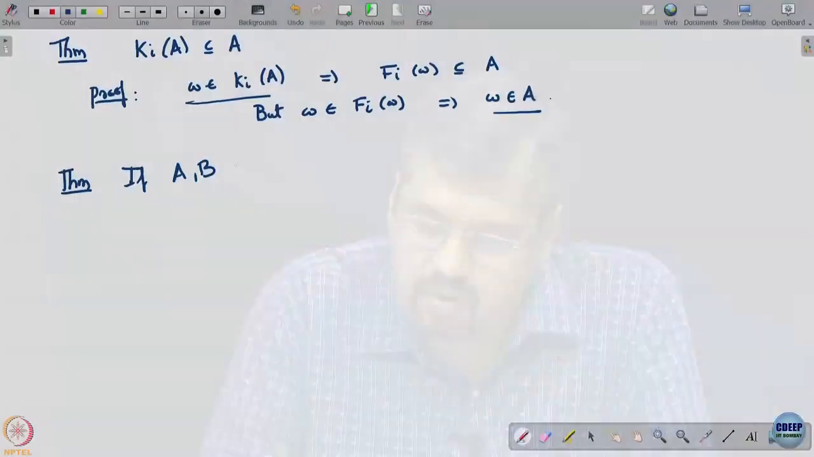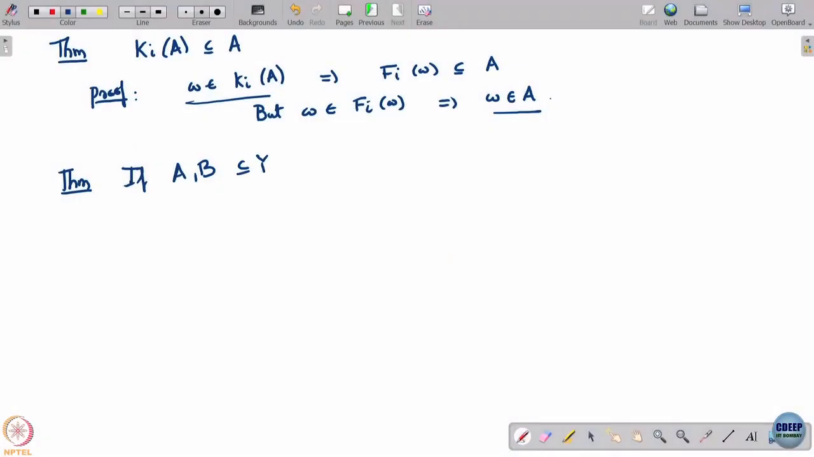So now let's suppose I gave you two events, A comma B. These are both sub events, okay, and A is a subset of B. What does this mean? That whenever A occurs, B also occurs. So A is more specific than B. B is more general. So whenever A has occurred, B also occurs.